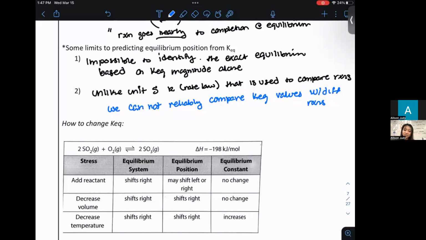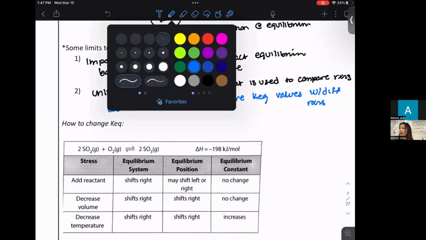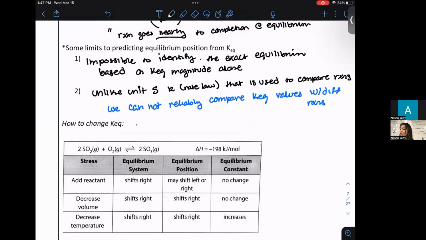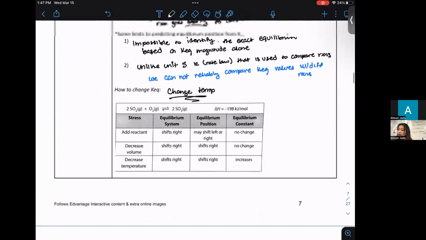So how do you change KEQ? The only way you can change KEQ is to change the temperature. Simply adding a catalyst speeds up both directions, which means the product and reactant concentrations will remain the same, which means the ratio remains the same. Temperature is the only factor that actually changes the ratio between product and reactant that would be reflected in the KEQ, and that is all I'm going to say. Just remember that. It's a common MCQ, okay?